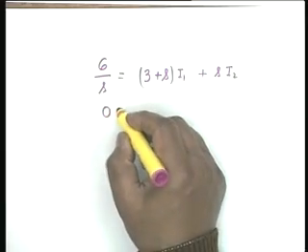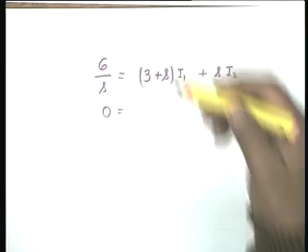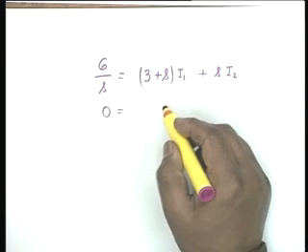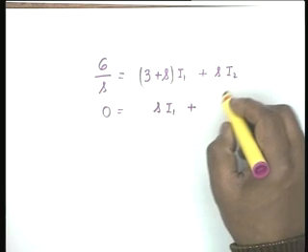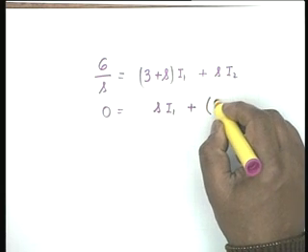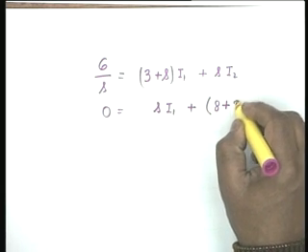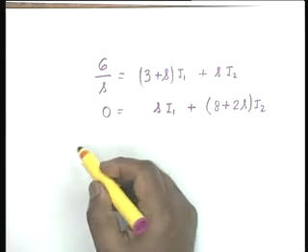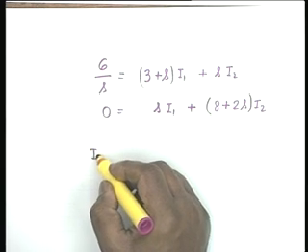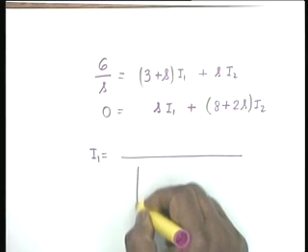Okay. And the other equation would be 0. In the secondary, obviously there is no source, therefore 0 would be equal to S I1 plus 8 plus 2S multiplied by I2. And now the problem is to find I1 and I2. Obviously this is a simple problem.